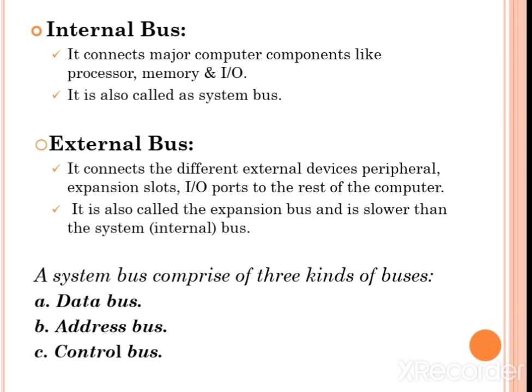First one, internal bus. It connects major computer components like processor, memory and input output, and it is also called a system bus. And this internal bus is classified into three types. First one is data bus, second one is address bus and third one is control bus. There are three types of internal bus.